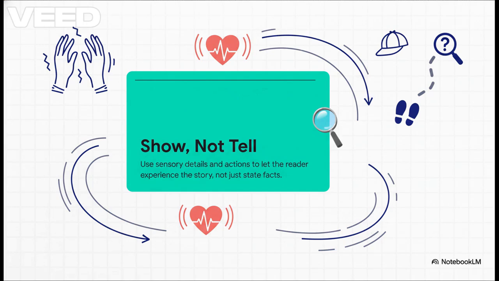It's a famous rule in English writing. And it's simple, really. Instead of telling your reader that a character was afraid, you show their hands shaking, or you describe their heart pounding in their chest. You're not just giving a fact, you're creating a whole experience. It's like you're making the reader a detective, and you're giving them clues to figure out what's going on.